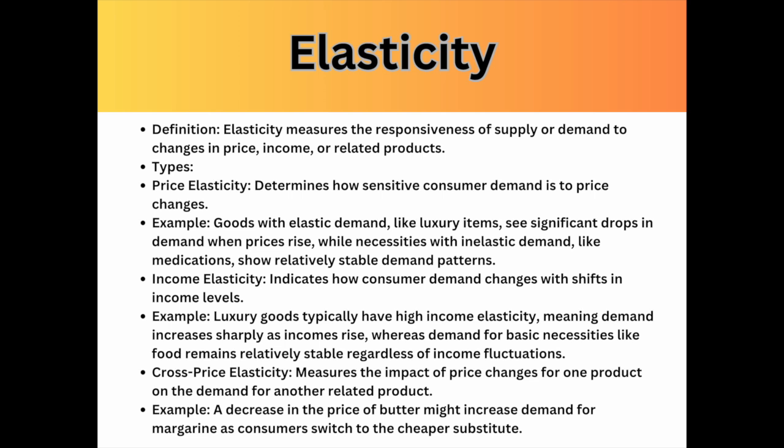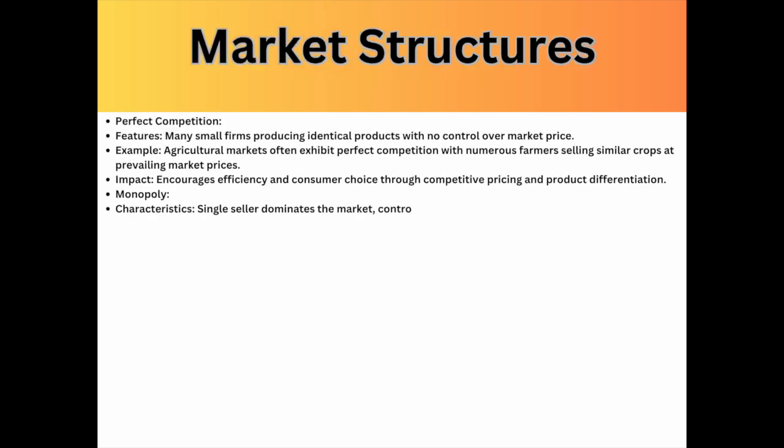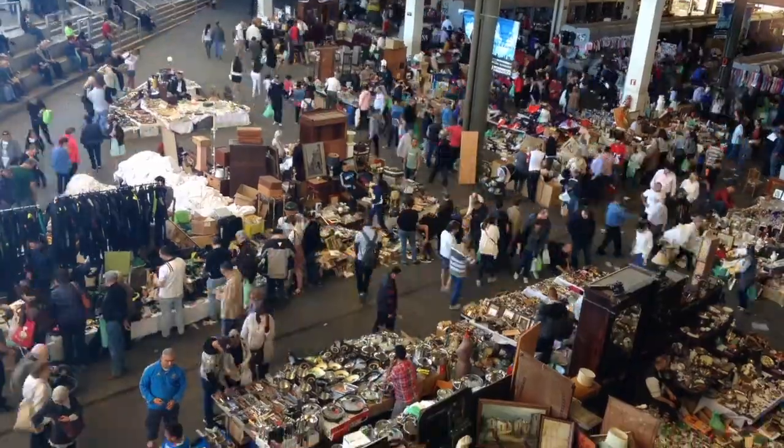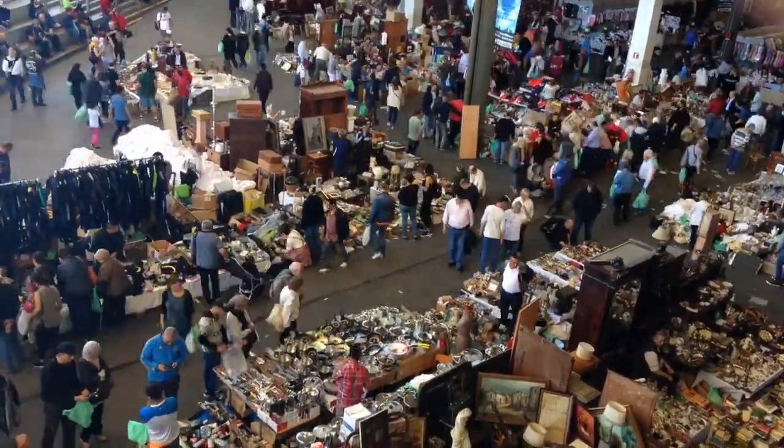Now we'll be looking at market structures. Perfect competition is where many small firms produce identical products with no control over market price. Example, agricultural markets often exhibit perfect competition with numerous farmers selling similar crops at prevailing market prices. The impact is it encourages efficiency and consumer choice through competitive pricing and product differentiation.